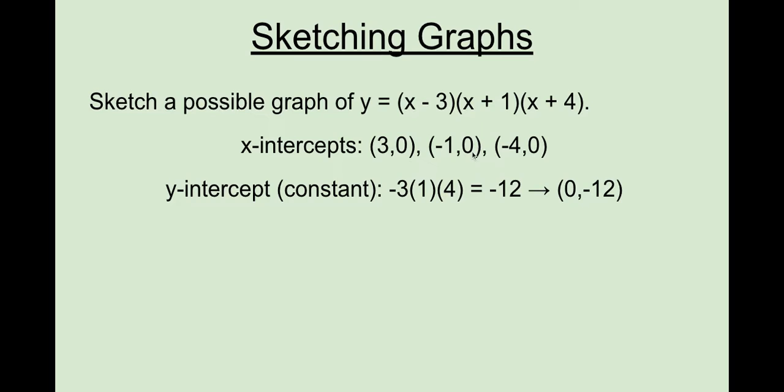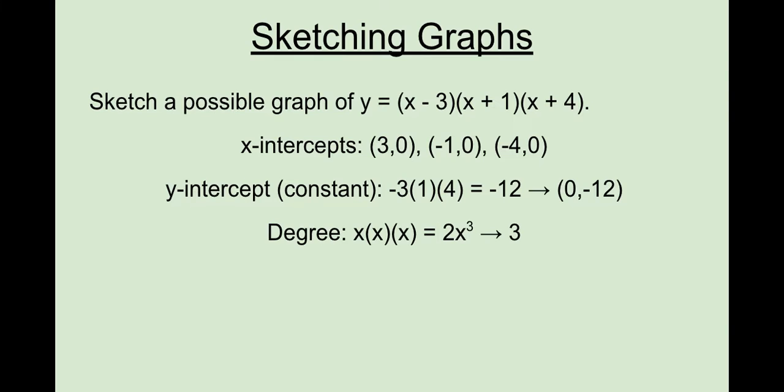The y-intercept is the constant. So how do we find the constant? Remember, we don't have to multiply them all out. We just multiply all the constants together. So negative 3, 1, 4. Negative 12 is the constant if I were to multiply this all out. So 0, negative 12, that's the y-intercept.